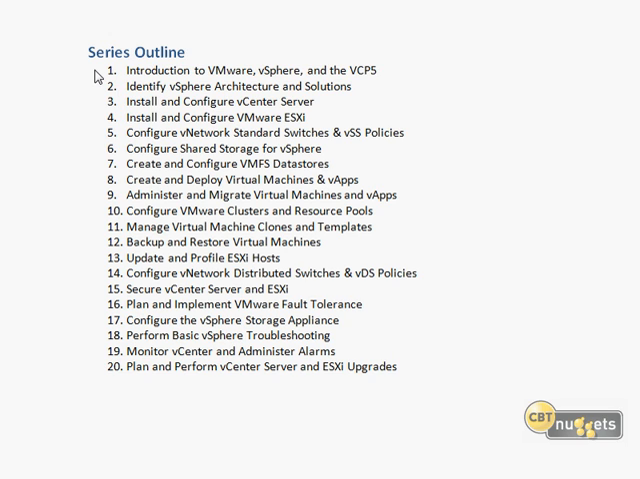We're going to start here with a couple of just intro concepts here. This nugget is, as you are currently experiencing, just what the heck is VMware? What the heck is vSphere? And what is the VCP5?